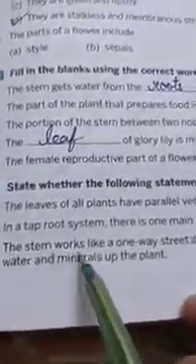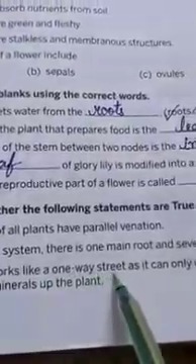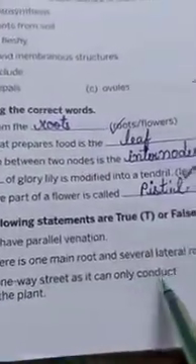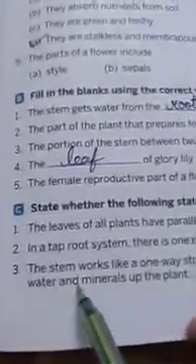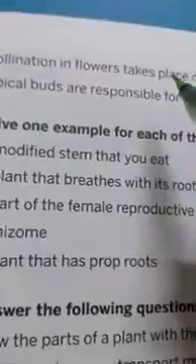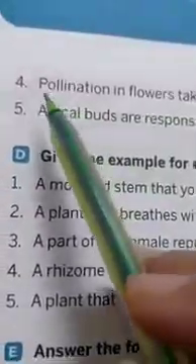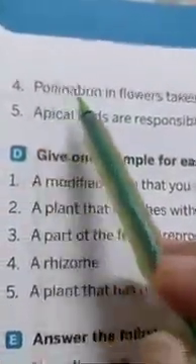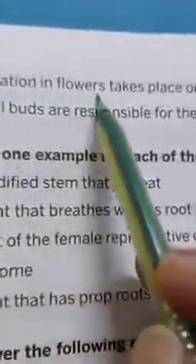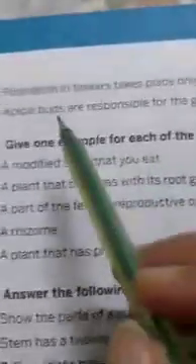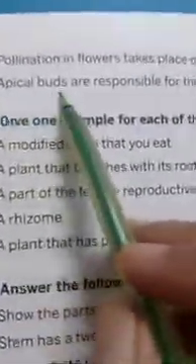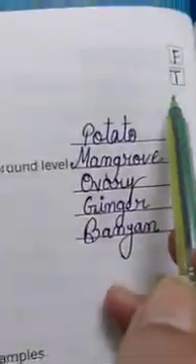Now, the stem works like a one-way street, as it can only conduct water and minerals up the plant. Dear students, it is false. Now come to the fourth, dear students. Pollination in flowers takes place only by wind or water. Dear students, it is false. Now, fifth one, apical buds are responsible for the growth of a plant. Dear students, it is true.